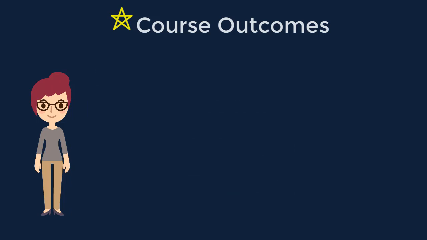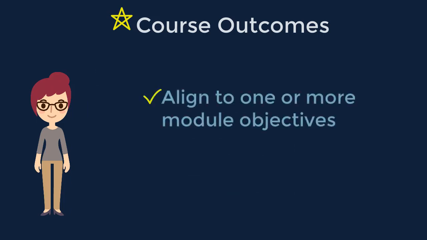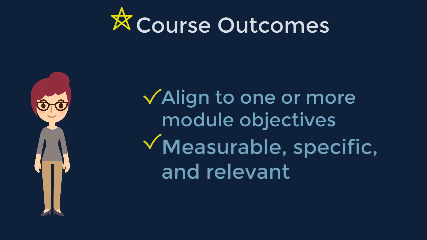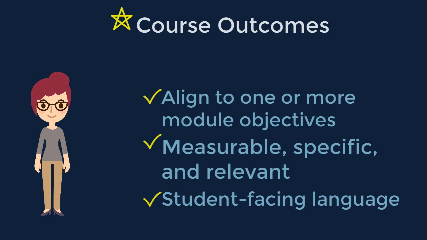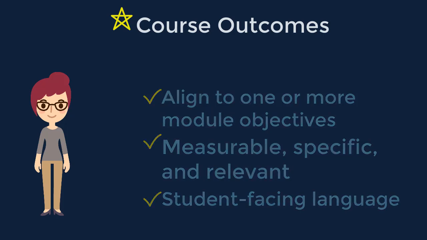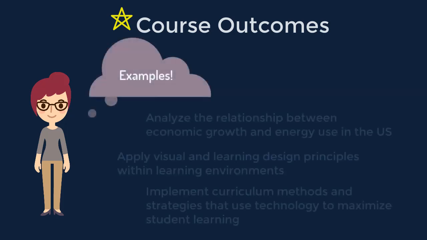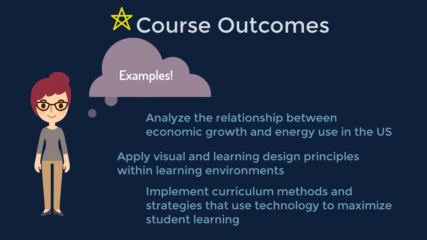All course outcomes should align to one or more module objectives, be measurable, specific, and relevant to the overall course goals, and be written in student-facing language. Here are some further examples of course outcomes. How could each of these be broken down into lower-level components?